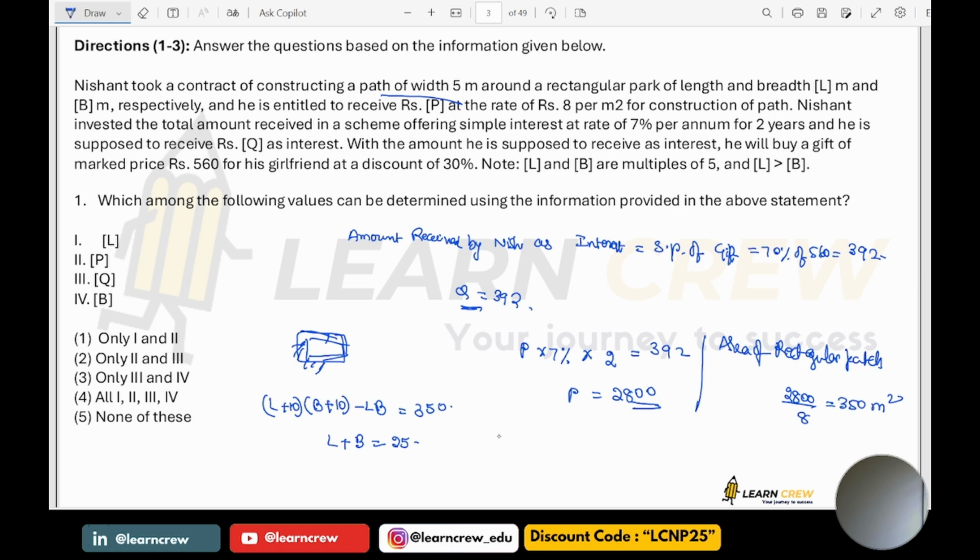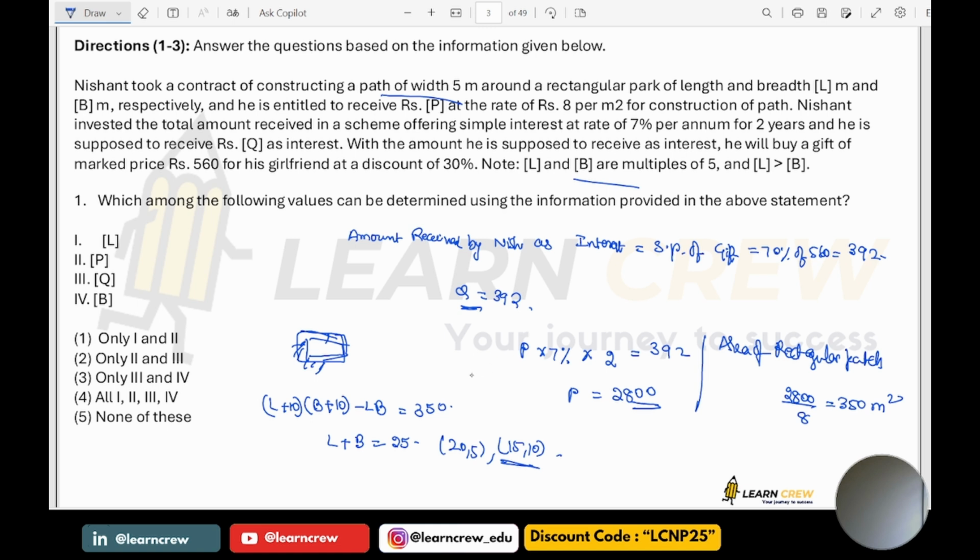So what are the possible values of L and B? They are multiples of 5, it is said. So the possible values of L and B are 20 comma 5, and 15 comma 10. We cannot find the unique value of L and B.